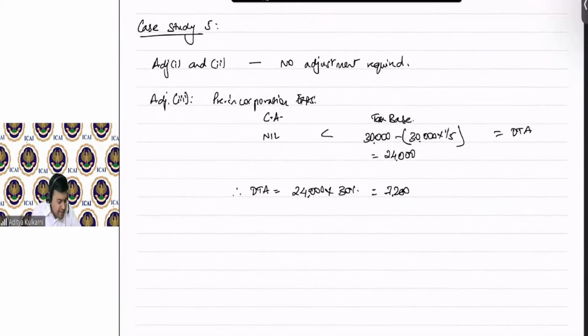What will be the entry for this? The entry for this is going to be DTA account debit to profit and loss. Why P&L? Sir, the expenses have gone to the P&L now. The expenses have been debited to the P&L. So the deferred tax implication also will go to the P&L. So DTA account debit to P&L.